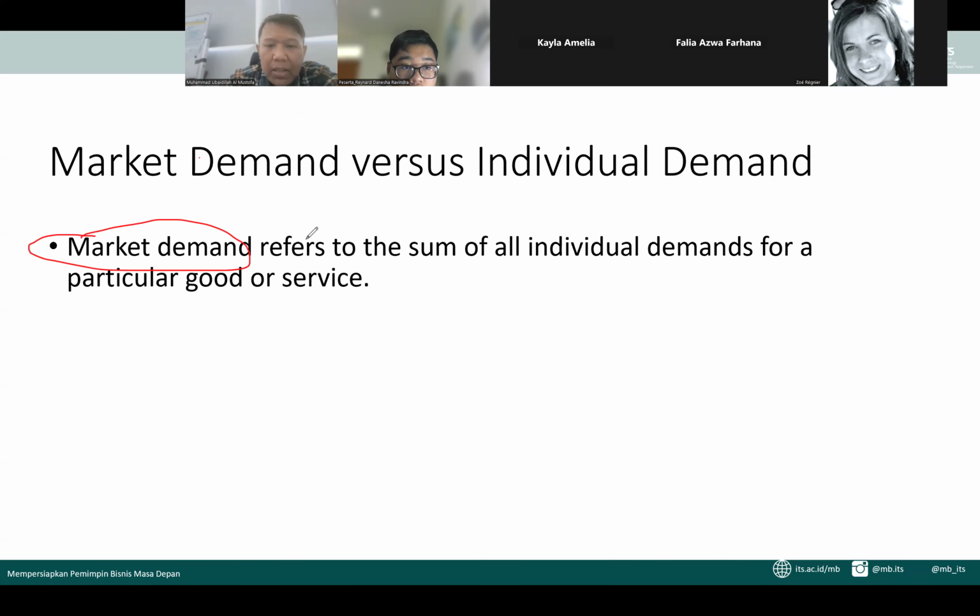So the market demand refers to the sum, the compilation, of all individuals' demands for a particular good or service. You should now be able to differentiate between individual demand and market demand. When I say market demand, it is all the individuals in the market. You should be careful about these two words. When I say individual, it means one person only. But if we combine all the persons in the market, it makes the market demand.